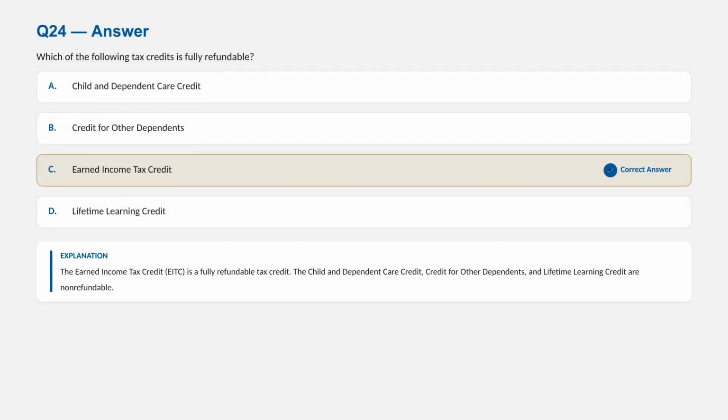The correct answer is C. Earned income tax credit. The Earned Income Tax Credit (EITC) is a fully refundable tax credit. The Child and Dependent Care Credit, credit for other dependents, and Lifetime Learning Credit are non-refundable. Great. Now let's move to our next question.